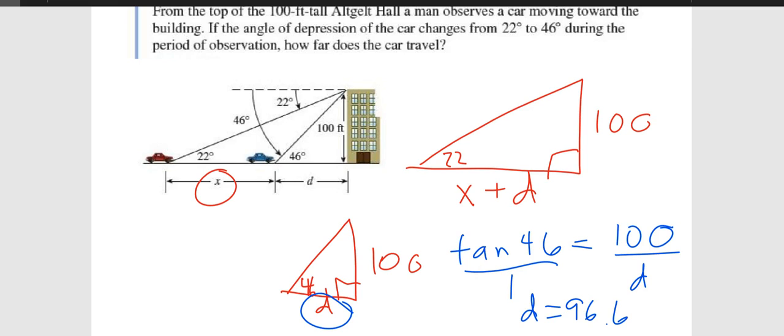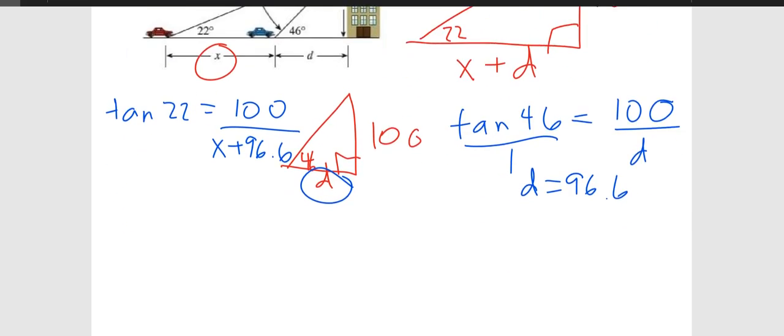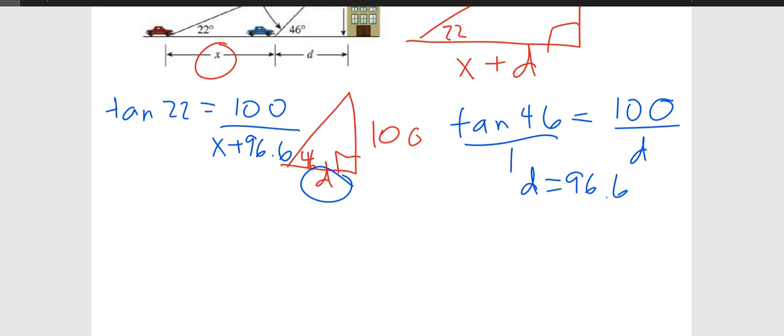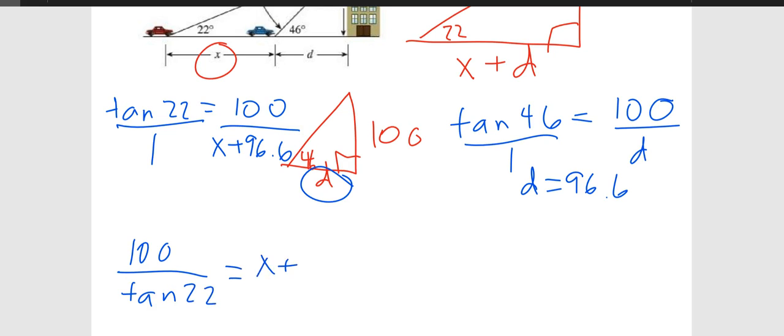Okay. Now what? Ooh, tan 22 equals 100 over x plus 96.6, right? All right. So if we do the same thing, we got a little cross multiplication going on here. 100 over tan 22 equals x plus 96.6.